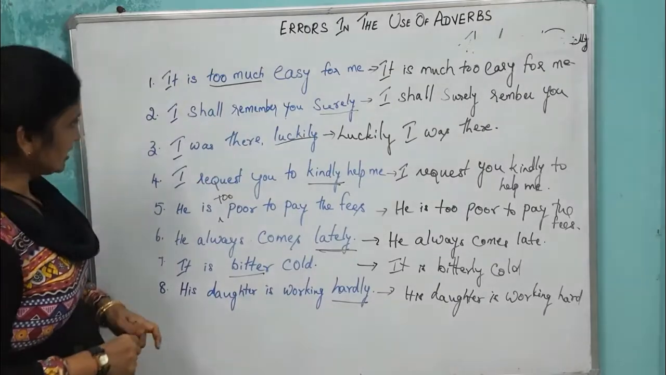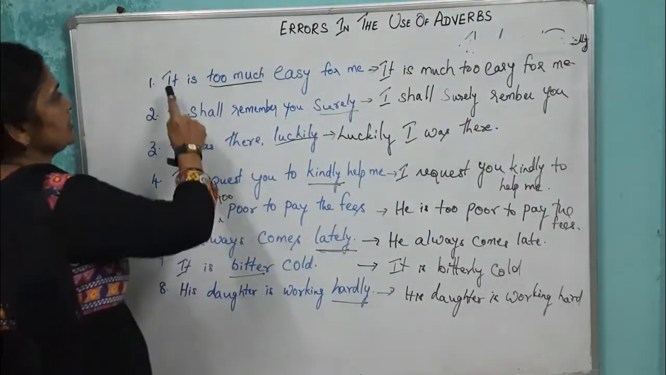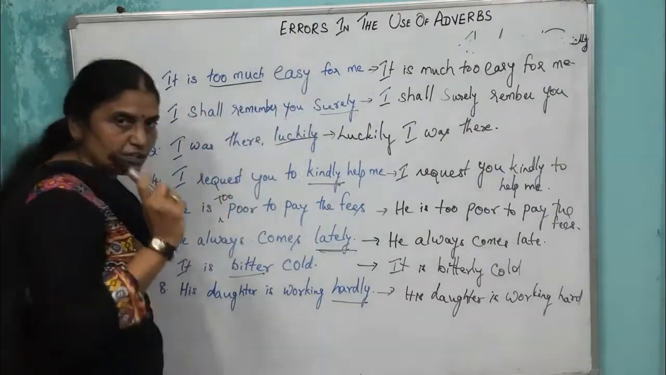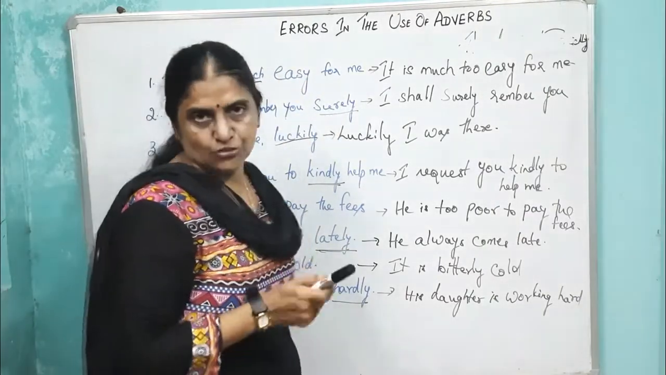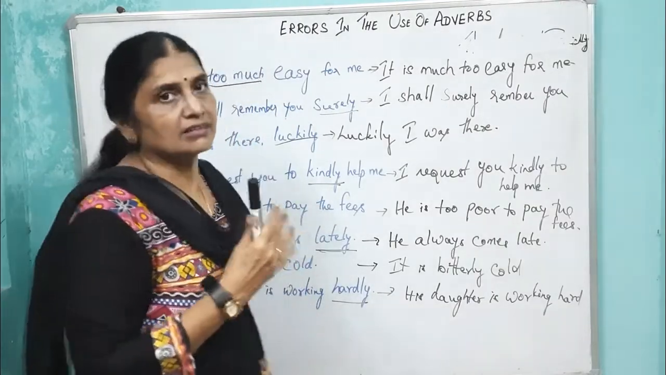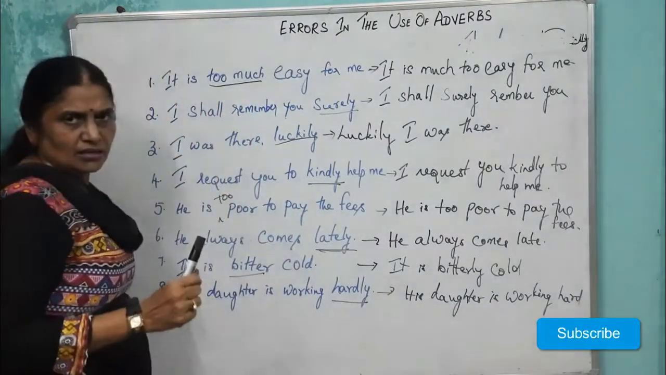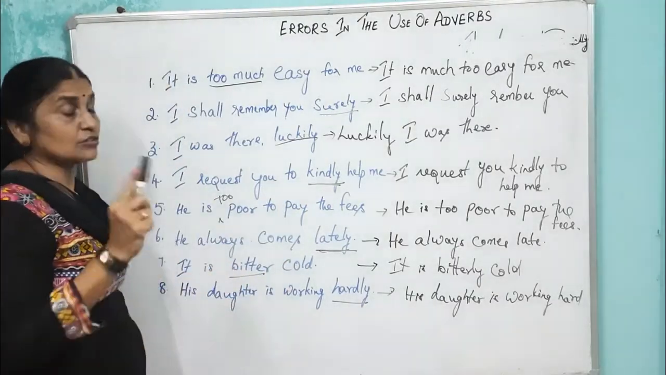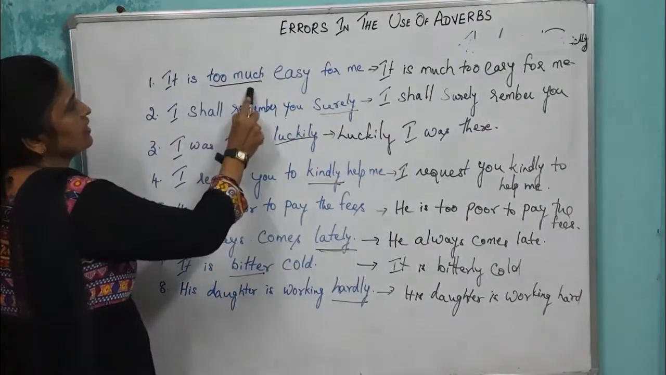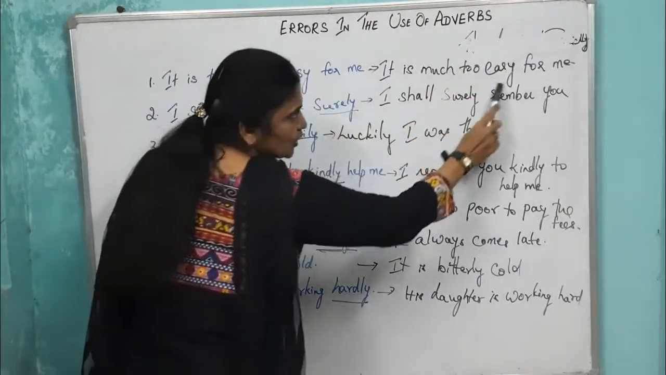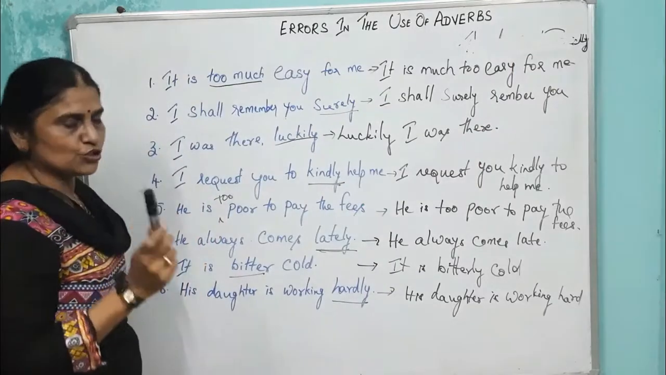Now, we have seen 8 sentences. The first sentence, just to recap, is: it is too much easy for me. I told you, "too much" is used in a negative sense. Too much means impossible, irrelevant. You say, no, I can't do it, it's too much. So that is used in a negative sense. But you are saying it is easy. So it is much too easy for me. This is the right usage.